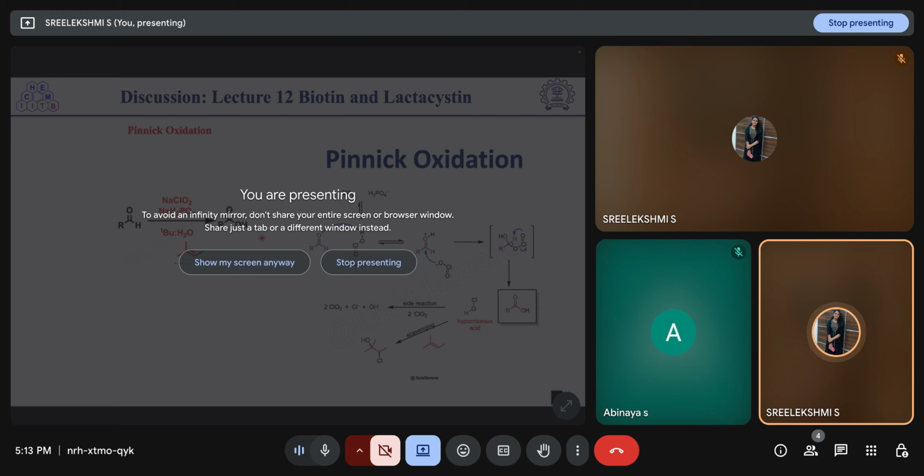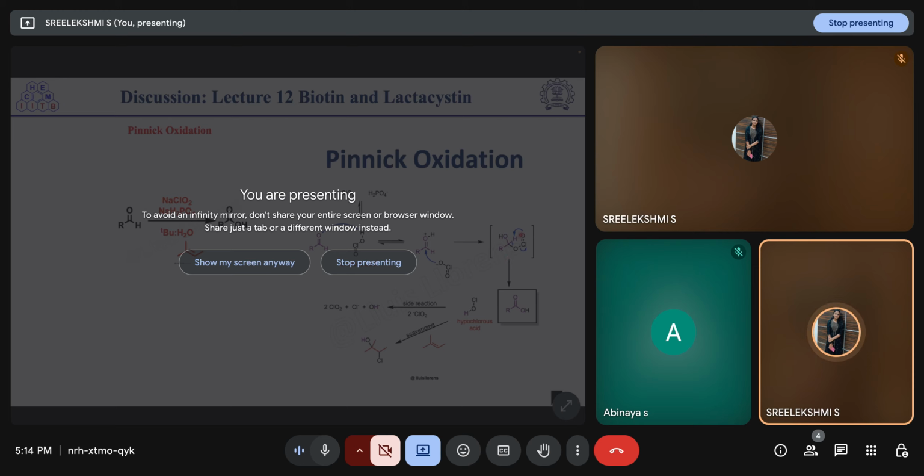Now we will see the mechanism and the role of each reagent. Here, these two compounds, ClO2 minus and H2PO4 minus, will react and form chlorous acid, that is Cl double bond OH. Now the oxygen lone pair of this aldehyde will take the proton from this chlorous acid and get protonated, forming this protonated species. Whatever remaining O minus species is there in chlorous acid will attack at this carbonyl carbon center, and the positive charge on this oxygen will be neutralized. So that will form this kind of intermediate.